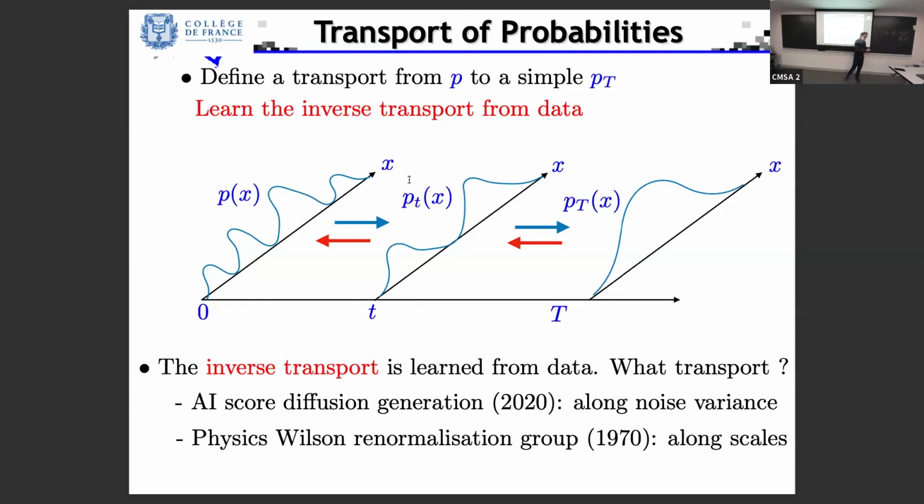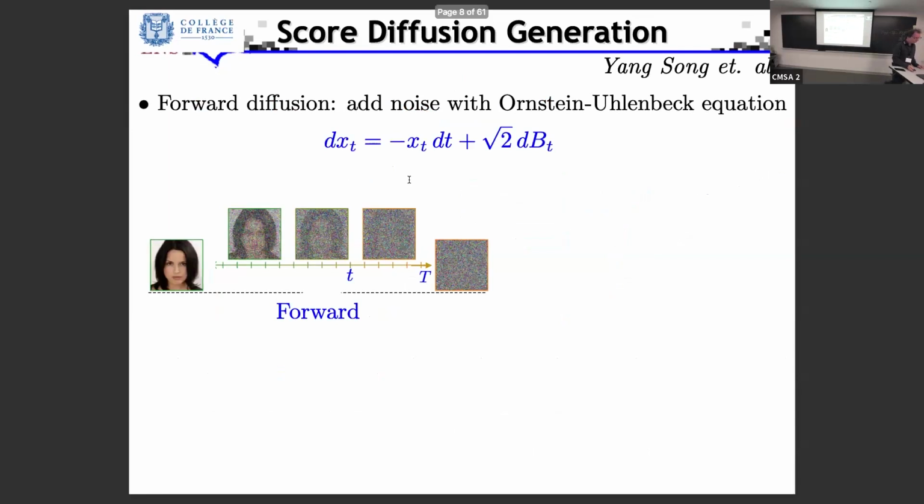A priori, the simplest kind of transport is to follow some kind of group transformation, and we'll look at two approaches to do so. The first one is score diffusion, which was briefly described by Petros, which amounts to using the noise variance. This is now standard in image generation. The second transport we'll look at is the transport used in the renormalisation group. In other words, it's the transport across scales. But the key ideas are quite similar behind these two.